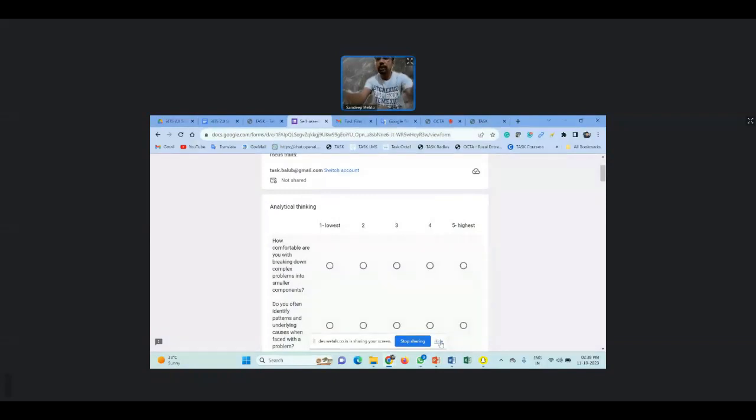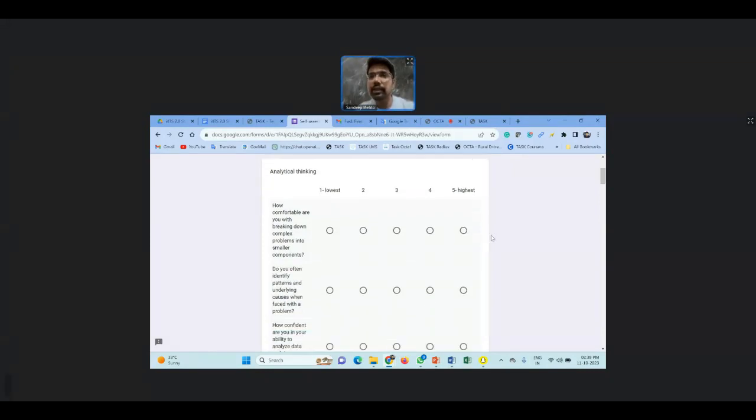When we are talking about analytical thinking, essentially all of the components have three pointers for each. The 1 is the lowest point and the 5 is the highest point. In case of analytical thinking, the first point is how comfortable you are with breaking down complex problems into smaller components.